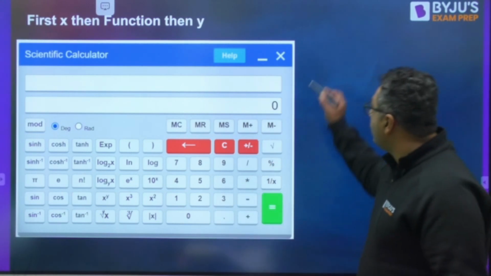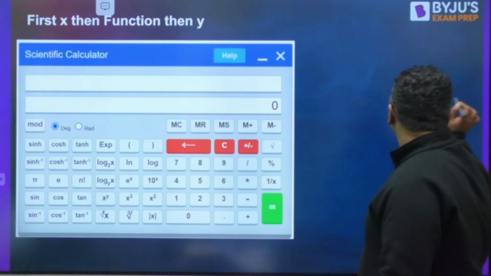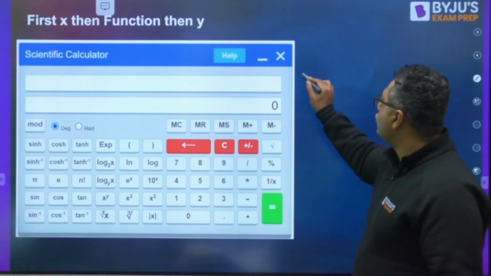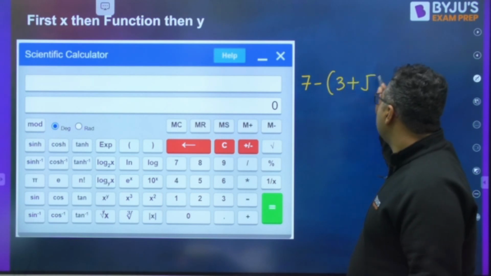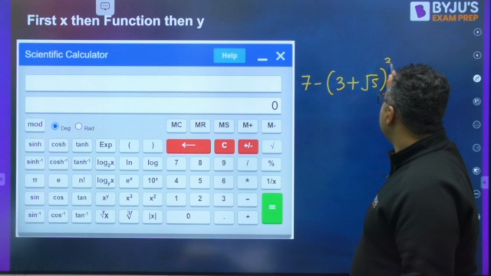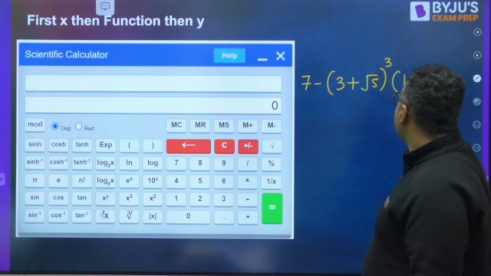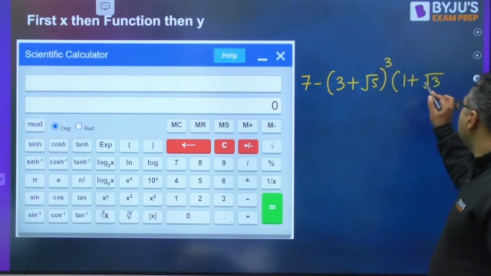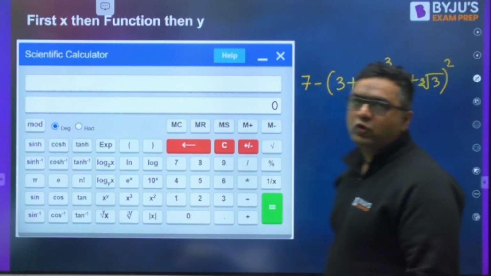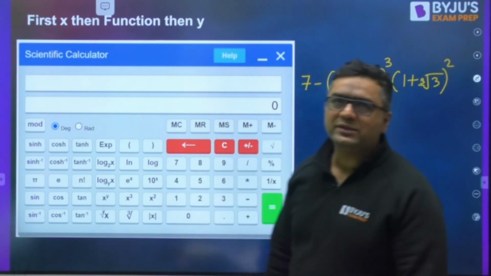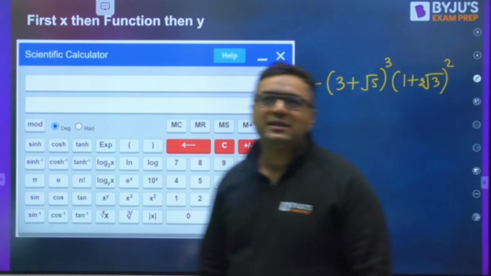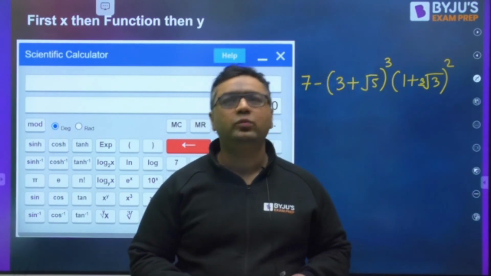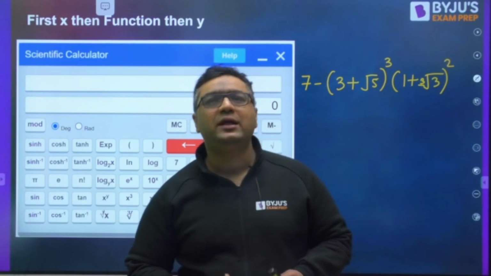Like if you want to go for 7 minus, 3 plus root 5 to the power 3, into 1 plus cube root of 3 to the power square. I want to go for this number. Let us see how to do this. So 7 minus 3 plus root 5 whole cube, and 1 plus cube root of 3 whole square.